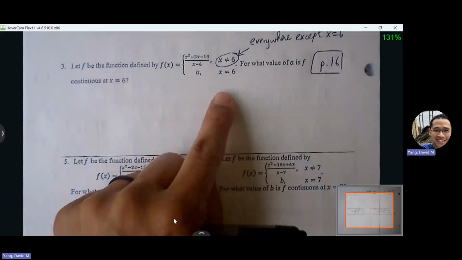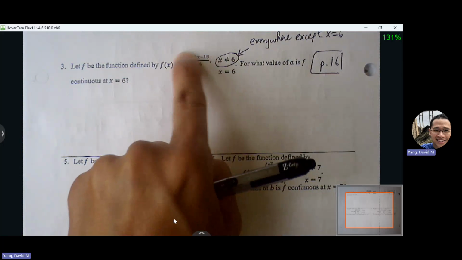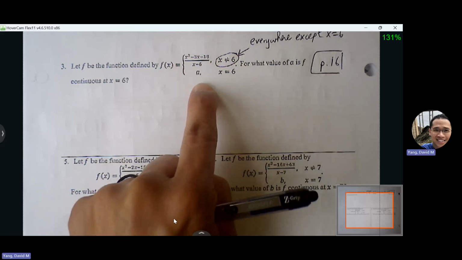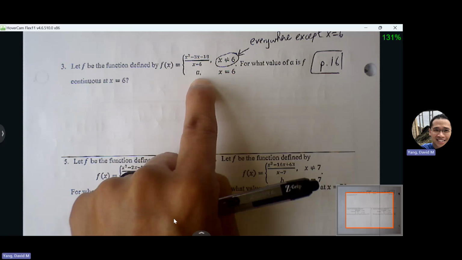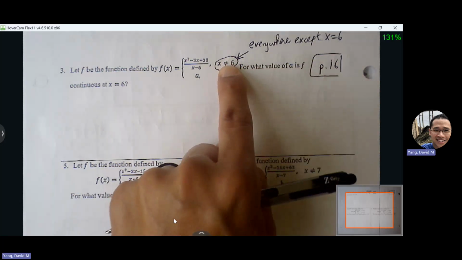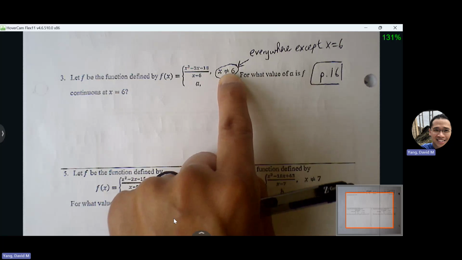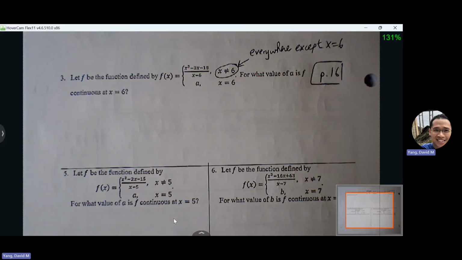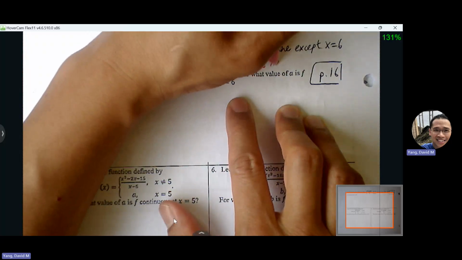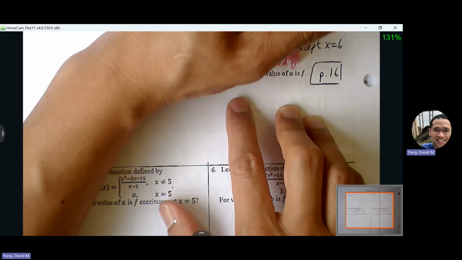So that means to the left of 6 is defined by this expression. To the right of 6 is defined by this expression. It's only at 6 that it may be defined elsewhere. Whenever you see this notation, typically there's no need for one-sided limits because you're not going to have two different functions defining the approach towards 6. It's the same function, so no need for one-sided limits.